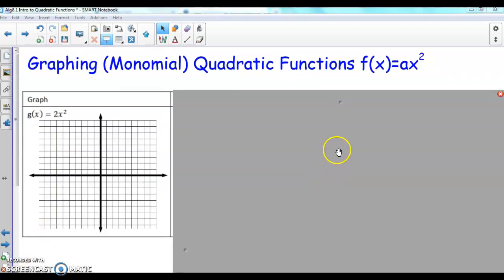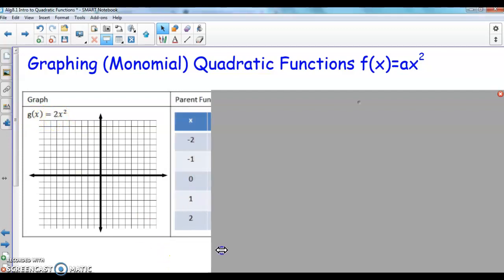Now I'm going to show you an example on how to use the graphic organizer in graphing monomial quadratic functions of the form f of x is equal to ax squared. For example, graph g of x is equal to 2x squared. The first thing that we have to do is to write down the parent function. So the parent function is given by the same table of values that I showed you earlier.